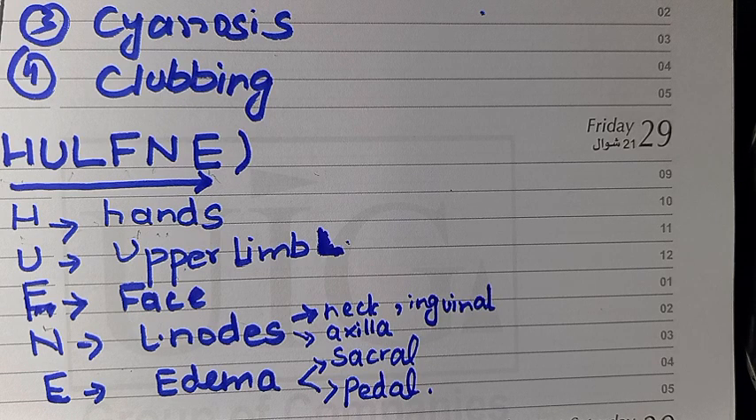We look for sacral edema and then pedal edema, which is checked 2 cm above from the medial malleolus by pressing thumb for 2 to 3 seconds. In case of hypothyroidism, non-pitting edema is present and pedal edema is present in cases such as nephrotic syndrome, congestive cardiac failure, liver cirrhosis, etc.